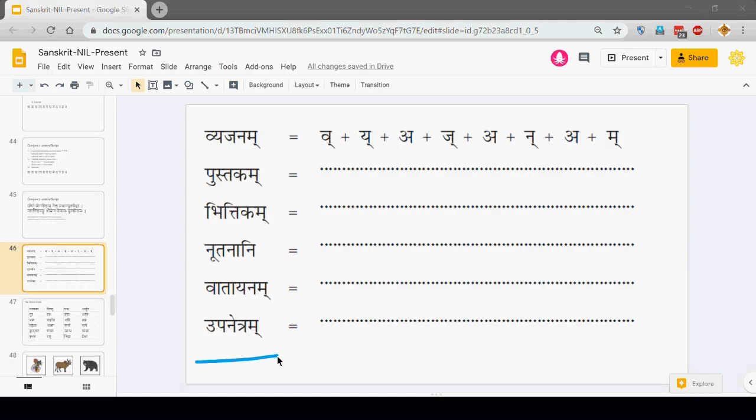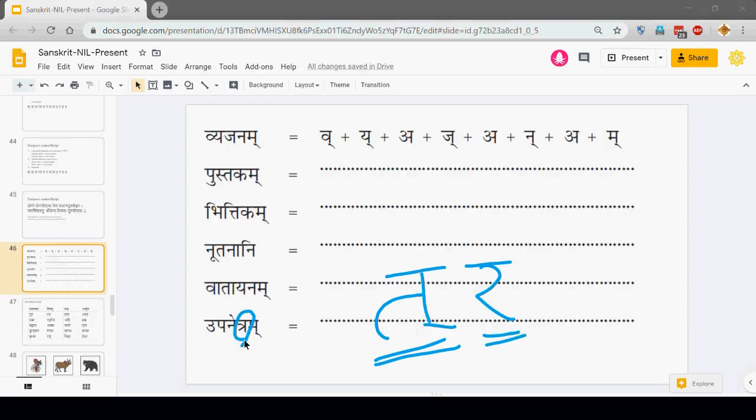Upanetram. Yep. Upanetram. So the thing to note here, the special symbol for tra. So this Upanetram. So this tra, this symbol can also be written like this sometimes, which is basically ta followed by ra. The consonant followed by ra sound. Tra. Together it is written like this in Devanagari. Upanetram means the reading glasses.